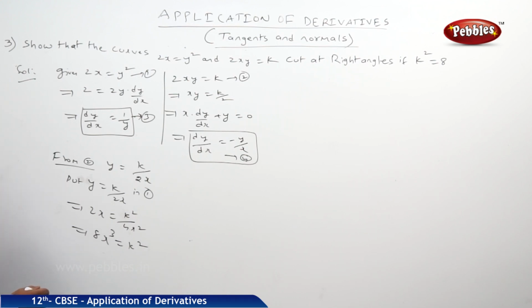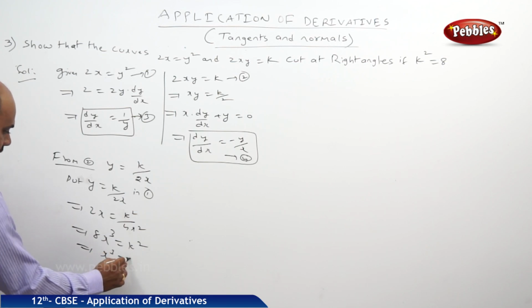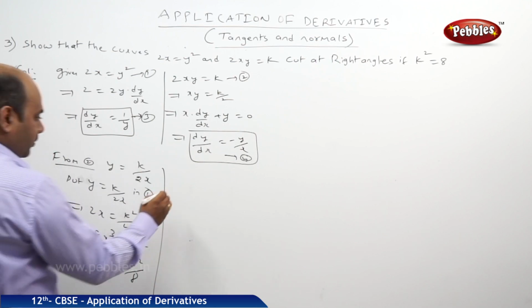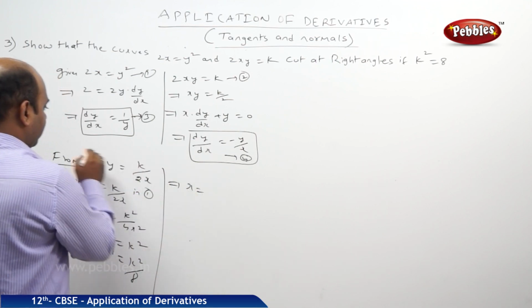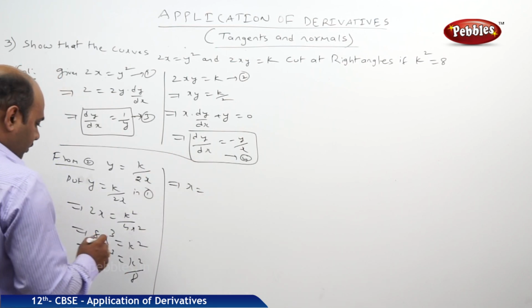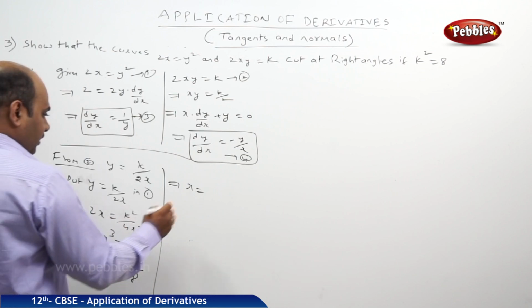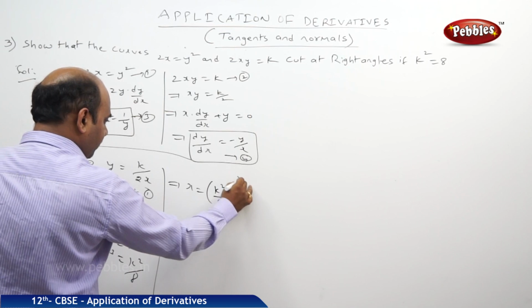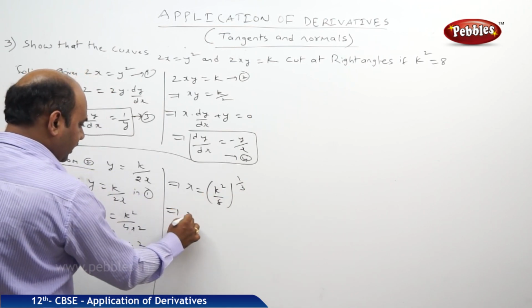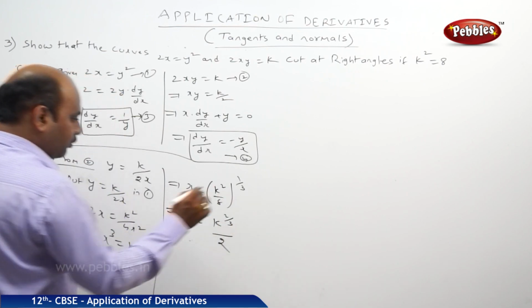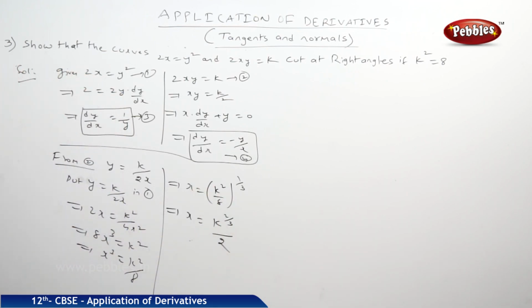But I want the value of x. So, x cube is equal to k square by 8. That implies x is equal to (k square by 8) whole power 1 by 3. So finally, x is equal to k power 2 by 3 by 2, because 8 power 1 by 3 is 2.